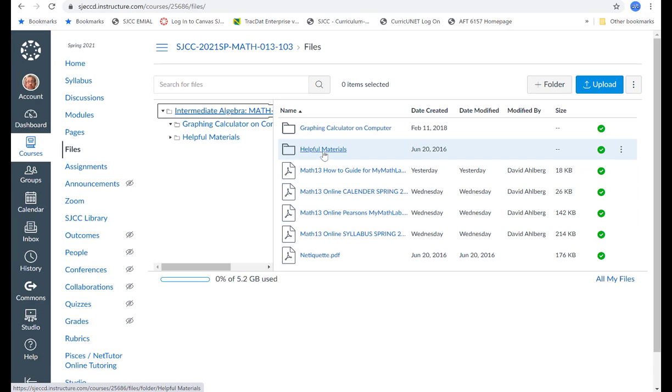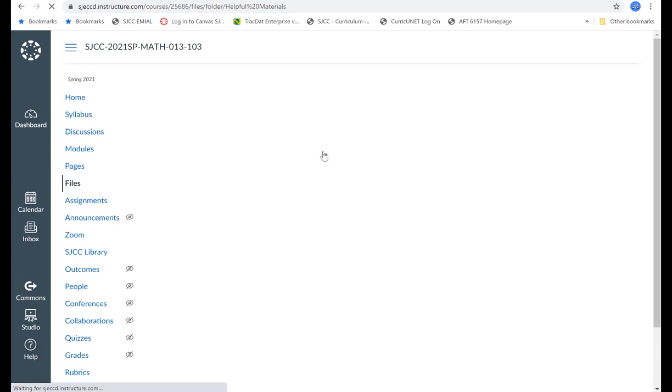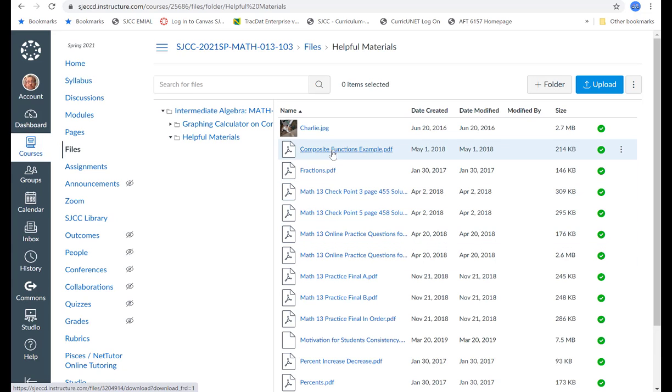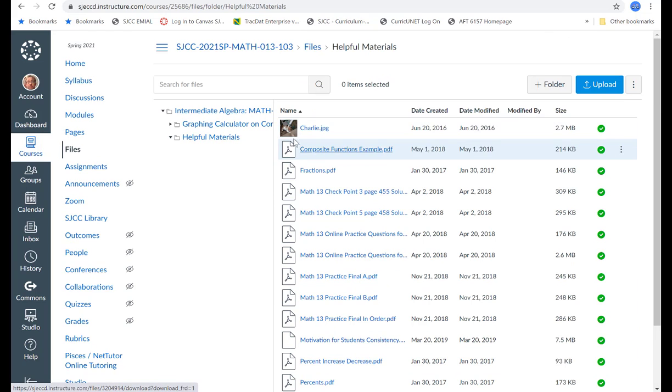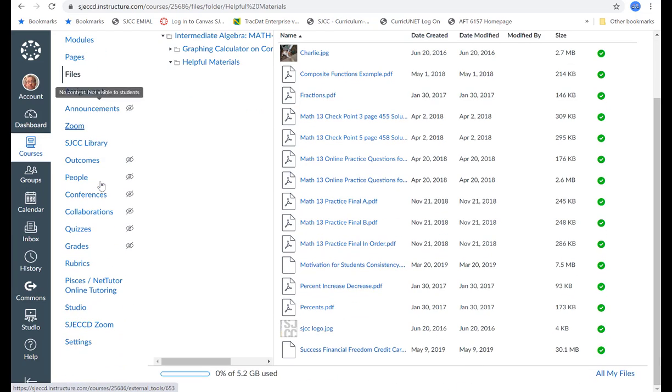Now there's also the helpful materials folder. Here are some helpful materials. Composite functions. There are a couple of practice final exams and a practice final in order. You can have a look at that and take these much later in the class. A couple other things, percents and percent increase, decrease, and my cat. Okay, what else? There's also NetTutor. You can try this if you need additional help.